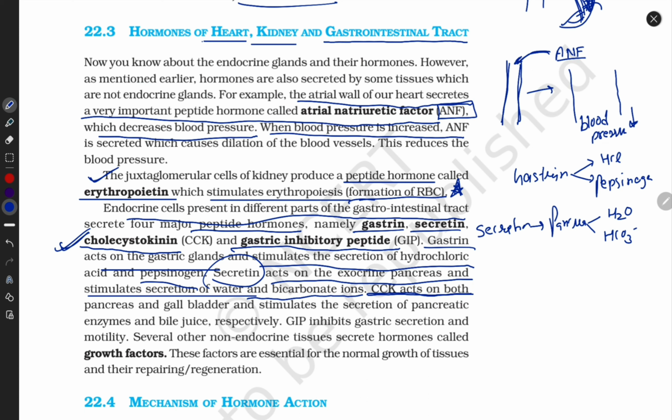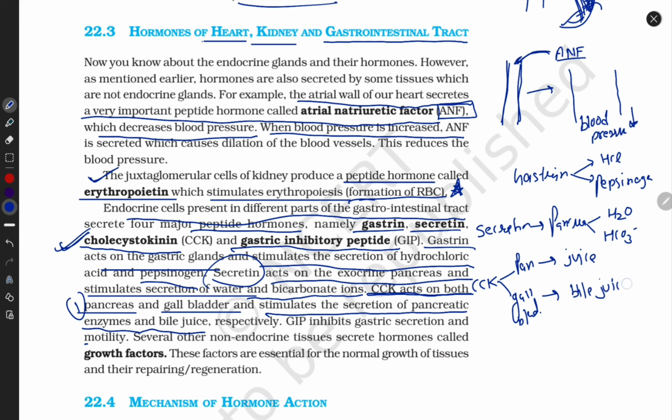Now CCK, cholecystokinin. CCK acts on both pancreas and gallbladder. It stimulates secretion of pancreatic enzymes and bile juice. Means CCK stimulates both pancreas and gallbladder, so that the pancreas releases pancreatic juice and the gallbladder starts releasing bile juice. And now last is GIP, gastric inhibitory peptide. According to its name, inhibitory, GIP inhibits gastric secretion and motility.